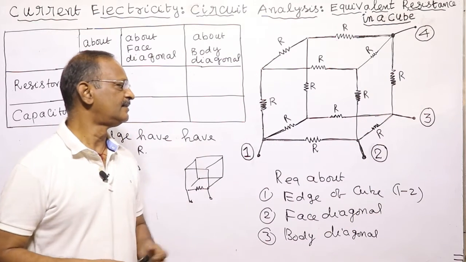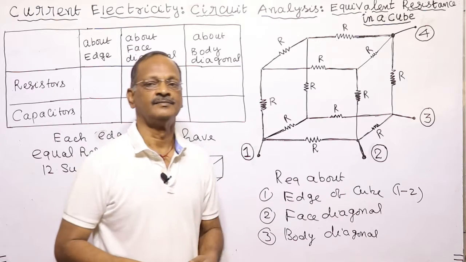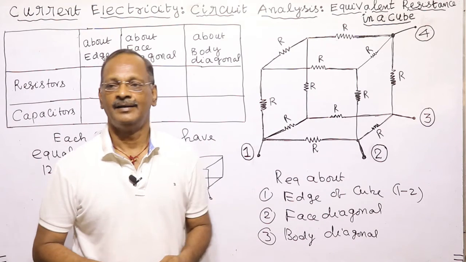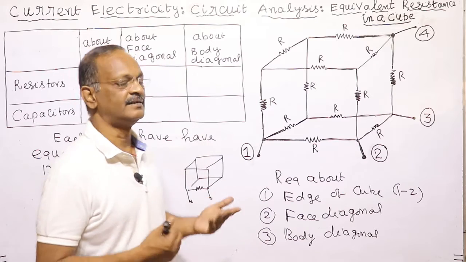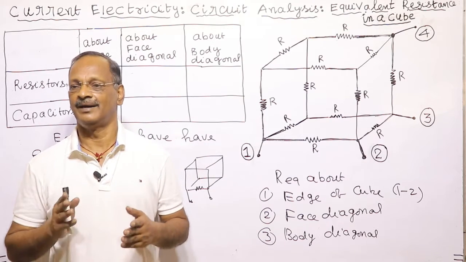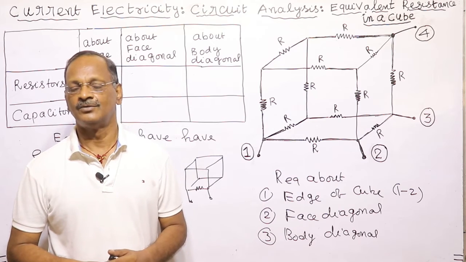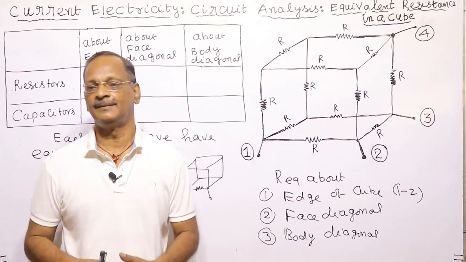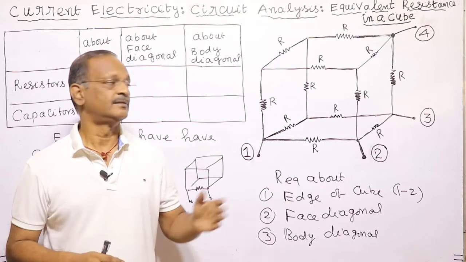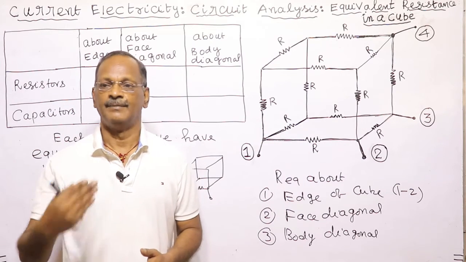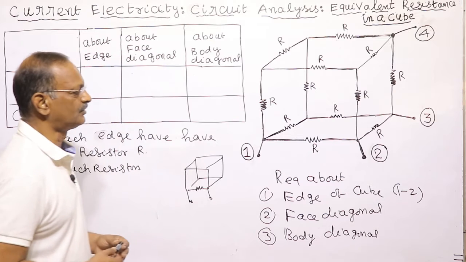To calculate the equivalent resistance between the edges, we have to remove all the resistors and make it as an equivalent resistor. There are so many combinations of parallel and series between these two terminals. So how to solve it? Because if we solve it actually, it will take a lot of time. To avoid time consumption, we will follow the shortcut.